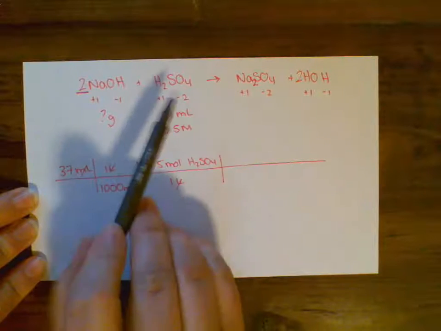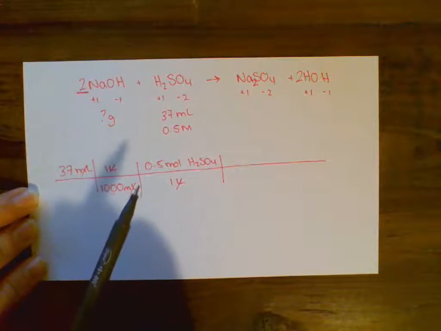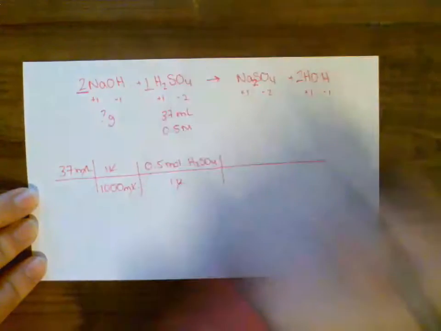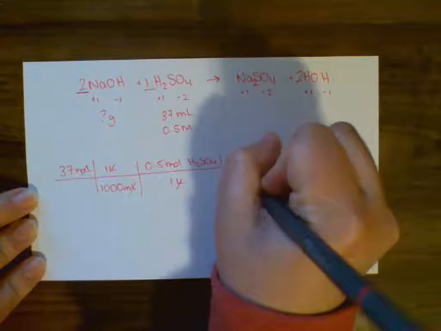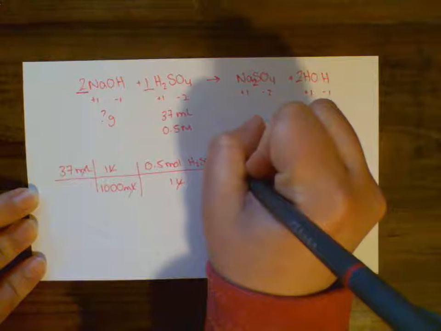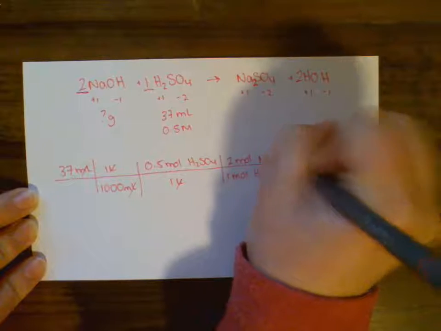So now my next step would be to go from moles of this to moles of this, because that's what the question's asking me. So I'm ready for my mole ratio. No number in front of here, so I assume that there's a 1. That tells me that for every 1 mole of H2SO4, I'm going to need 2 moles of NaOH.